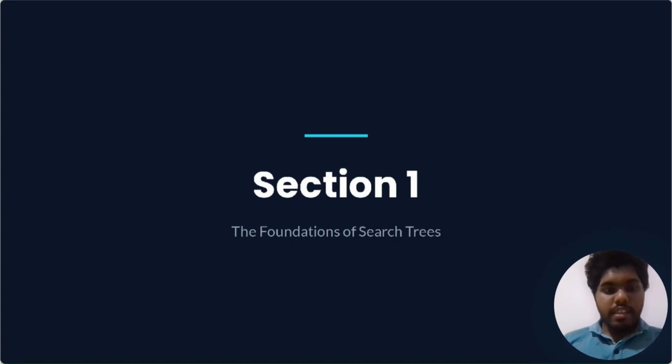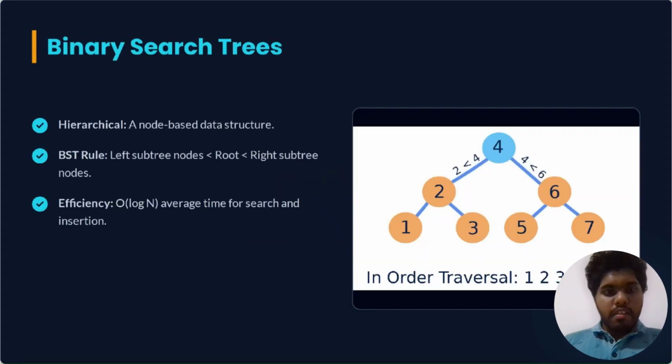Let's start with the basics. Before we build a tree, we need to remember the golden rule of binary search trees. For any given node, every value in its left subtree must be strictly less than its value, and every value in its right subtree must be strictly greater.